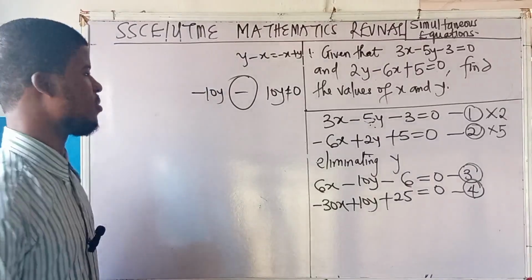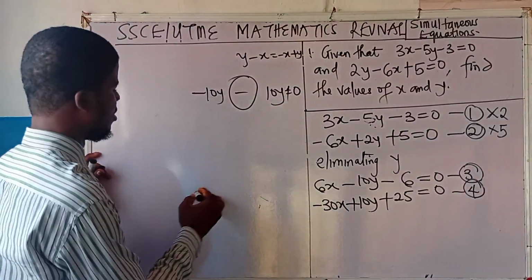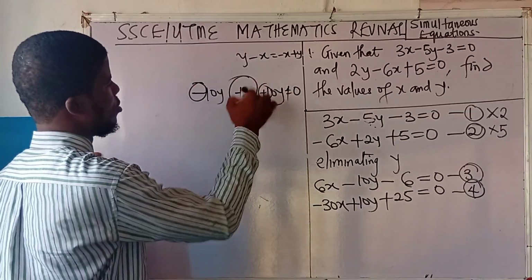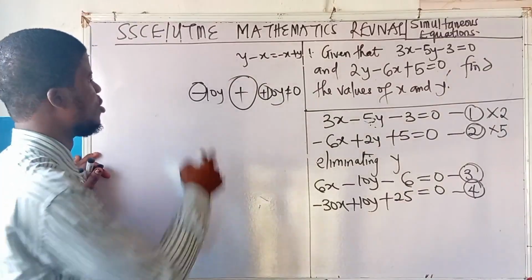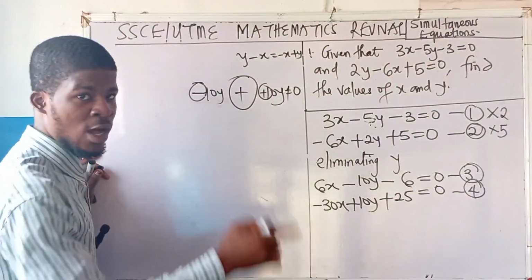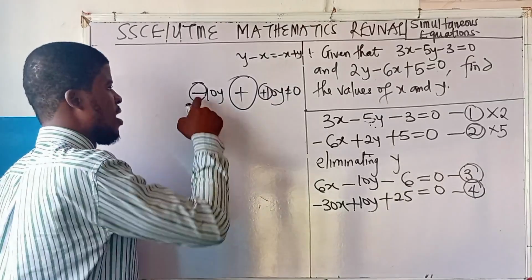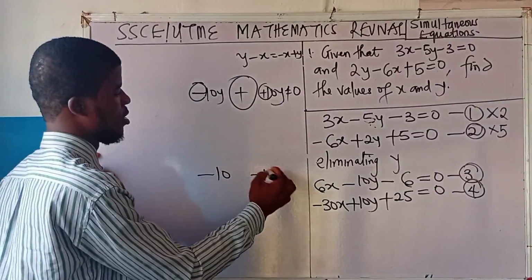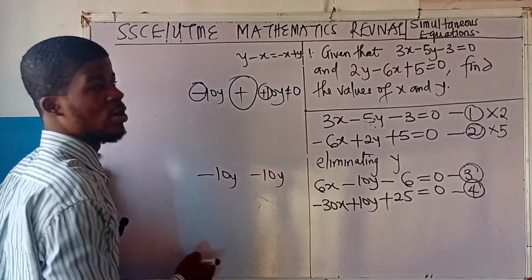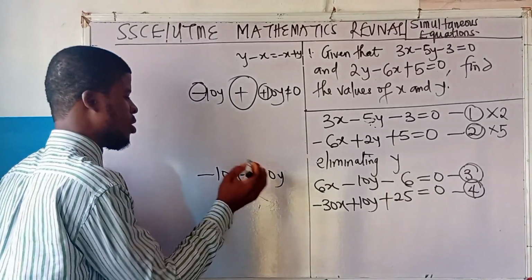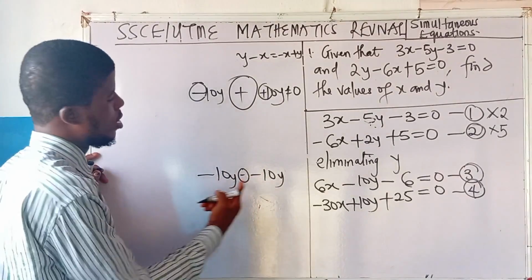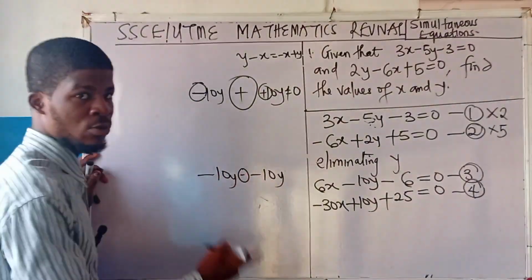So when we are eliminating, if the signs are different, this is minus, this is plus, you add. If the signs are different, you add. But if the signs are the same, you subtract. So if I had minus 10y and minus 10y, and I want to eliminate, I will put a minus, so that minus times minus will give me a plus. Then minus 10 plus 10 is 0.